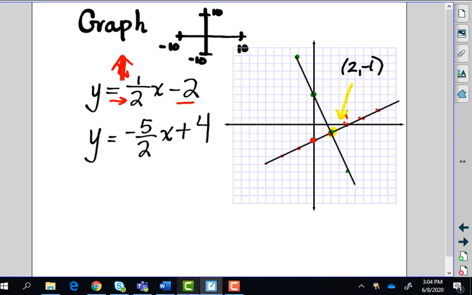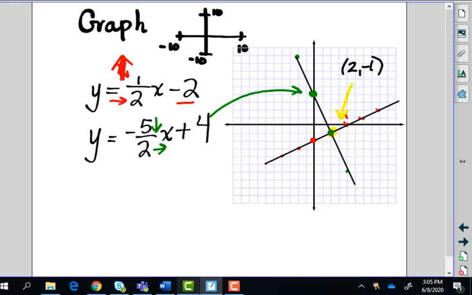Drew that line. The next one, the y-intercept was positive 4, so that's where this point came from. And then this time I went down 5 over 2. So down 5 over 2 gave me that point. Down 5 over 2, that's how I would draw those lines. And then the point of intersection.